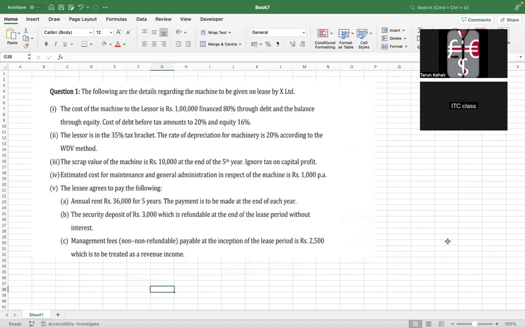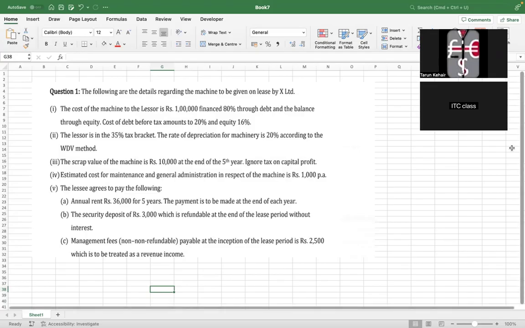Now, there is a fallacy here. The fallacy is that they have given the cost of debt to be higher than the cost of equity, which is normally not the case. It is the cost of equity which is generally higher than the cost of debt. So that's a fallacy in the problem, but that's okay. We'll go with what the problem says.